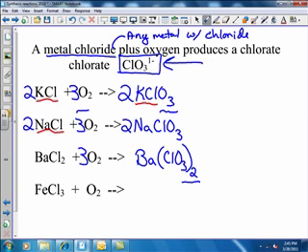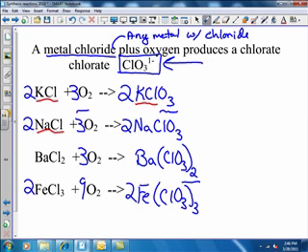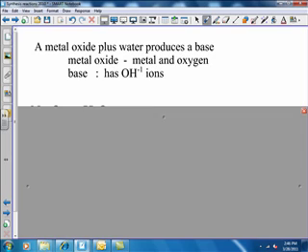And then this last one, this Fe is a +3. So this is going to be Fe(ClO3)3. And then we'll have to balance it. Take a moment and do that. So balancing this one should be 2, 9, 2. Okay, so that's another type of synthesis.